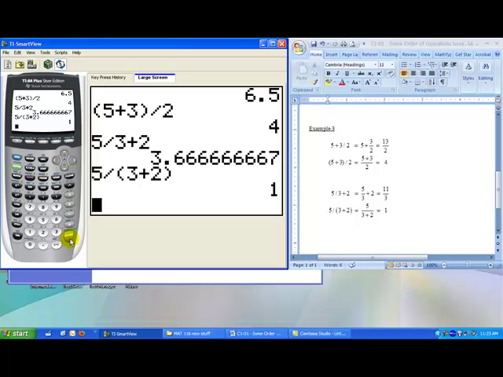So the point of this video is to be very careful when using the calculator. Use parentheses when appropriate. If you're not sure, go ahead and use them. You can't hurt by adding some extra parentheses unless they're in the wrong place, of course. But be very careful with order of operations. Make sure that the calculator is doing what you want it to do and what you intend it to do.